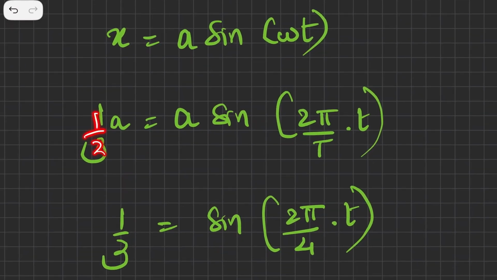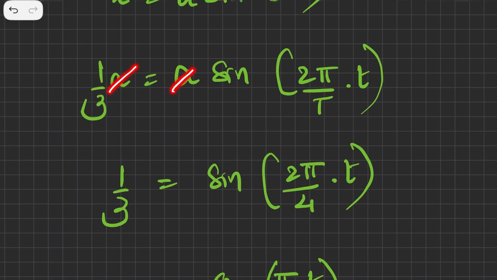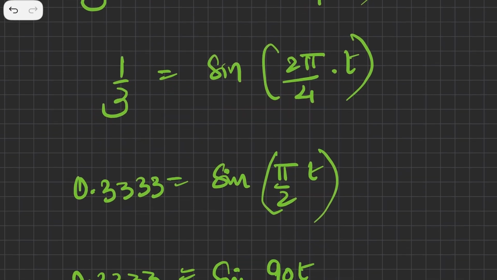So 1/3 times A. And omega has a formula of 2 pi by T, so I am replacing omega by 2 pi by T. Then A and A get cancelled and you get 1/3 on one side. Sine remains as sine, but the time period is given as 4, so I put a value of 4 over here. Small t remains as it is, something we need to get. Now the 2 and 2 get cancelled, and you get pi by 2 times t, and sine remains as it is.